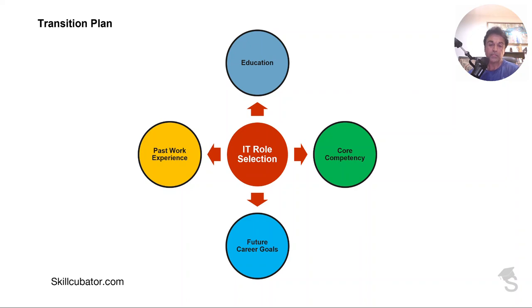So, as I said, select the role that aligns to your past, meaning education and past work experience, that will give you a clear edge over other people. Plus, what you are looking for in future, where do you want to see yourself in future? So you need to consider all these factors: your education, your past work experience, your core competency, and your future career goals. Together you will have to select the right role, and you will be much more successful, and you can create a great career out of it.